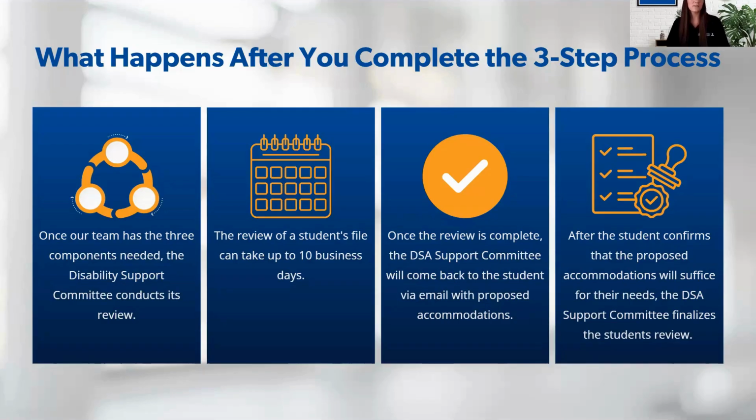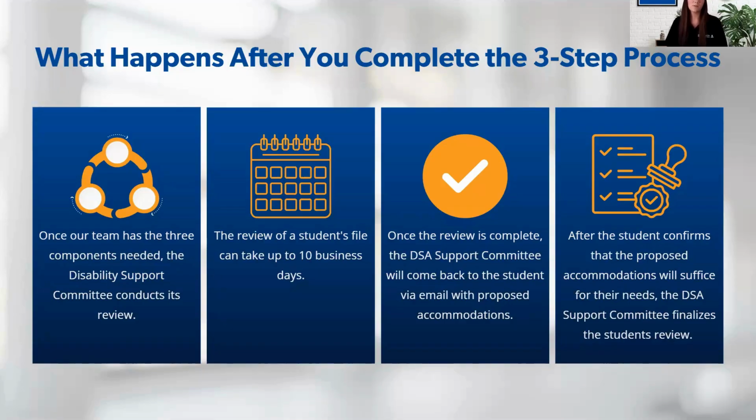The review process can take up to 10 business days, so please keep that in mind when you initiate the process. Once the review is complete, the DSA Support Committee will reach out to the students via email with the proposed accommodations or with information on what we still need for the review if it's not all provided.